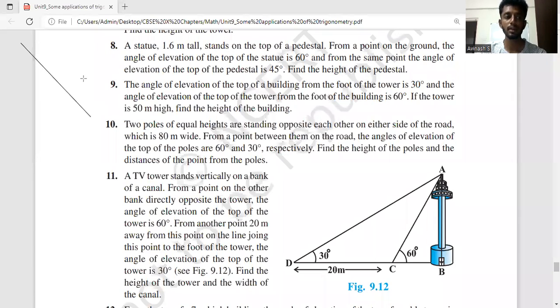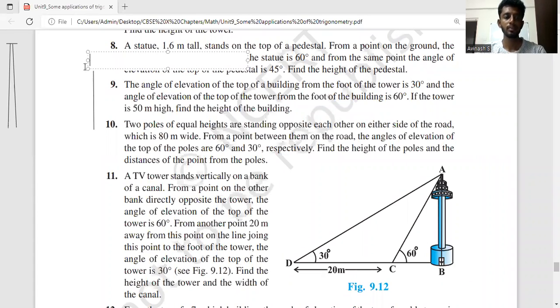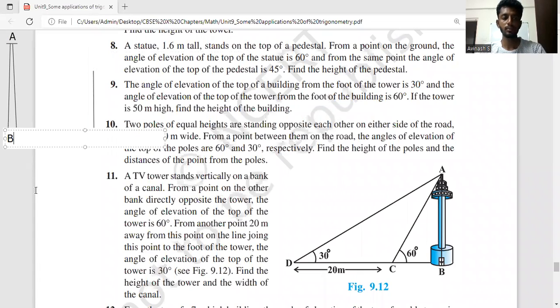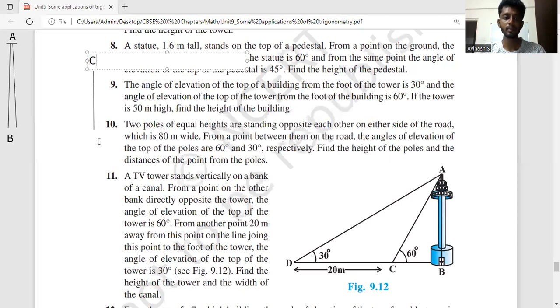So let me draw a tower and a building, something like this. Imagine this is the tower, and let us imagine this is the building. As per the question, what has been given is the angle of elevation of top of the building. Let me mark it first. Let us mark the tower as AB and the building as CD. As I told you, we don't know which of these is taller. Let us try to find it out. So this is the floor, and this is the ground.